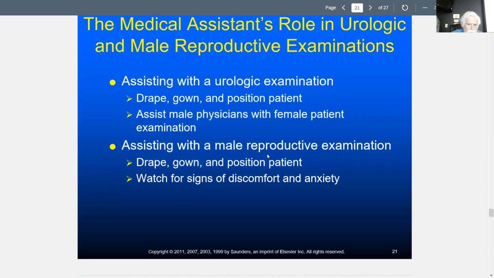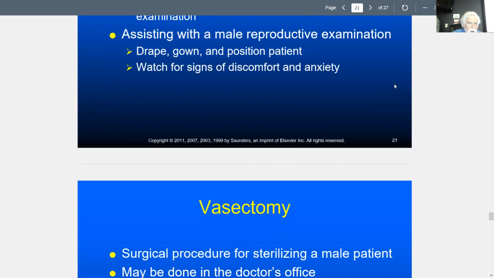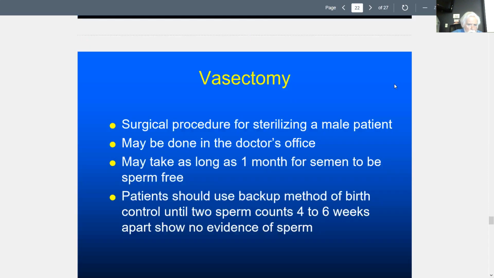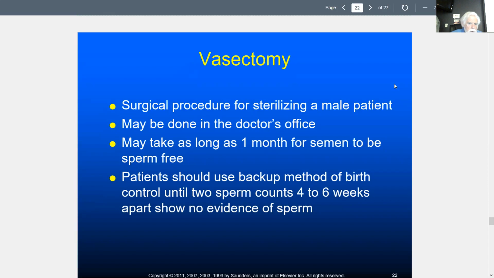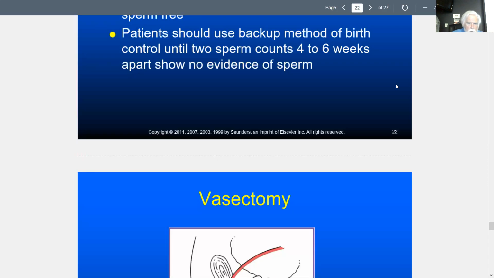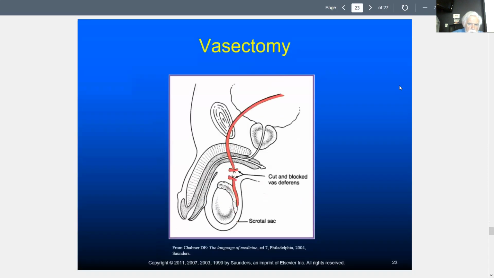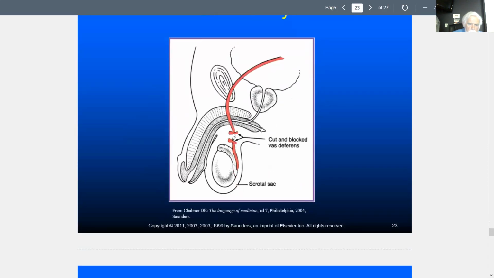Okay, so your job as an MA is to properly drape and gown and position the patient, and observe them. In a vasectomy, all that procedure can be done in the office. It's a very quick procedure, and relatively painless. As I said before, the vas deferens is cut inside the scrotum, and then it usually is electrocauterized.